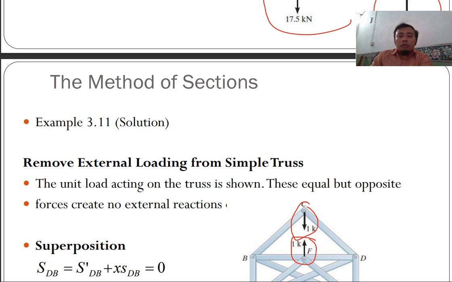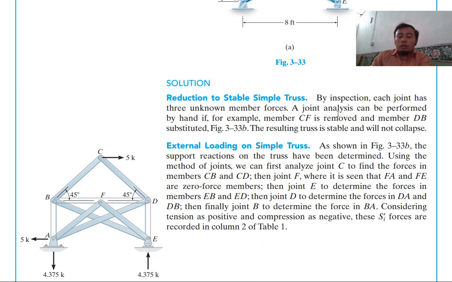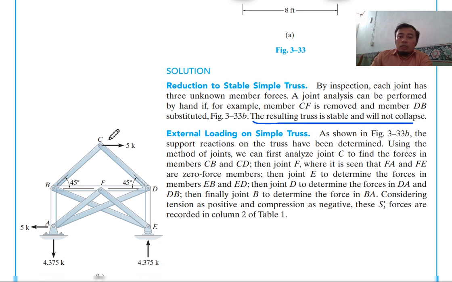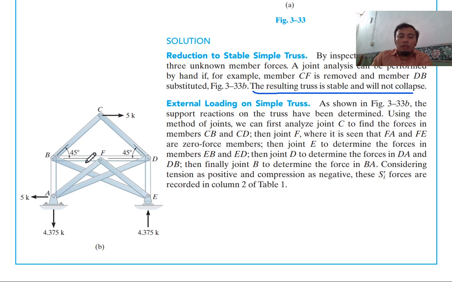So as shown in the books, as I mentioned, the resulting truss is still stable and will not collapse. And then as shown in figure 3b, when you remove the member CF, you substitute it with member BD. So the support reactions on the truss have been determined.